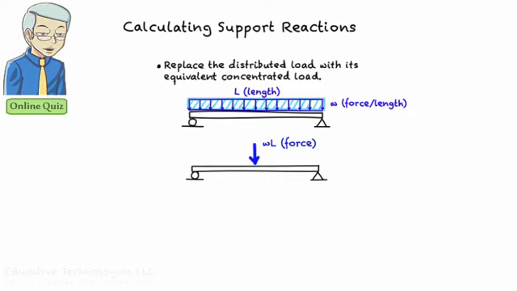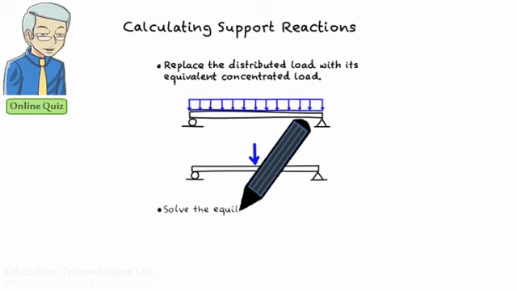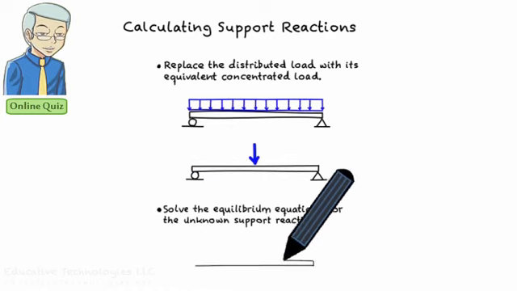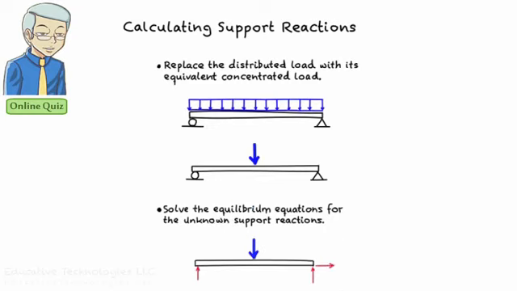But if we were to replace the distributed load with its equivalent concentrated load, where on the beam would we place the concentrated load? The location of the concentrated load is the geometric center of the area formed by the distributed load. In this case, we know that the center of the rectangular load is located at the midpoint of the beam, so that is where we place the equivalent concentrated load. Now we're ready to calculate the beam's support reactions by formulating the equilibrium equations and solving them for the unknowns. Here are a few examples illustrating this process.